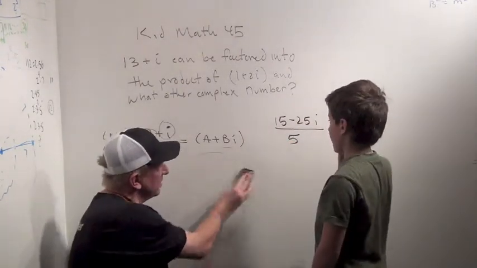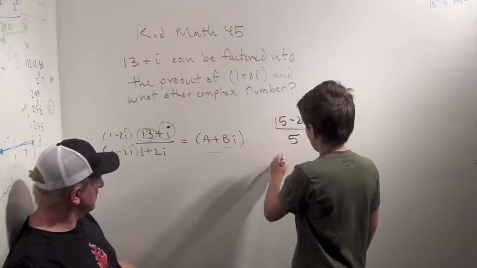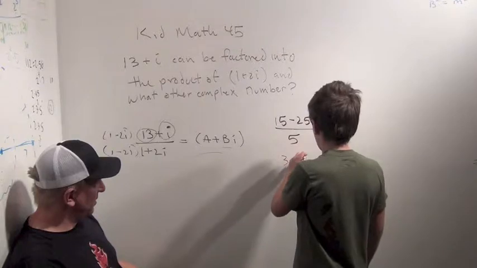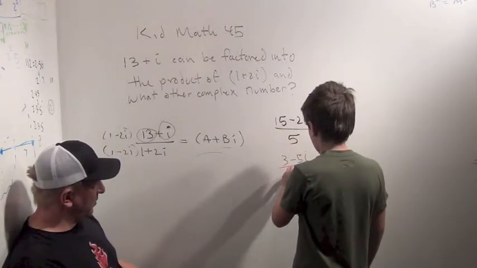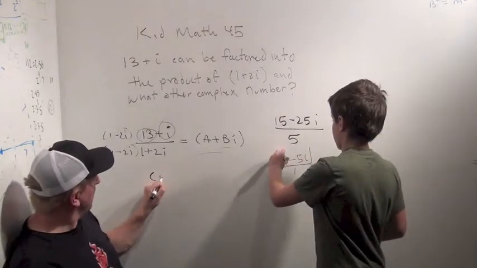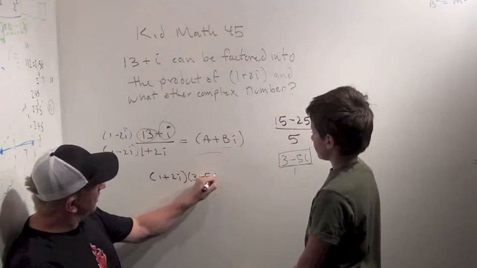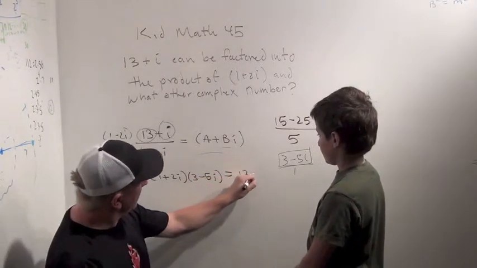We can take a 5 out of everything. Okay, what does that simplify to be? So we get 3 minus 5i over 1, which is 3 minus 5i. Okay. So let's just check. Does 1 plus 2i times 3 minus 5i equal 13 plus i?